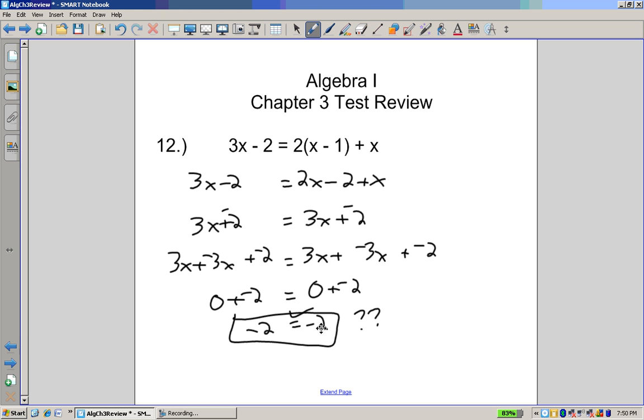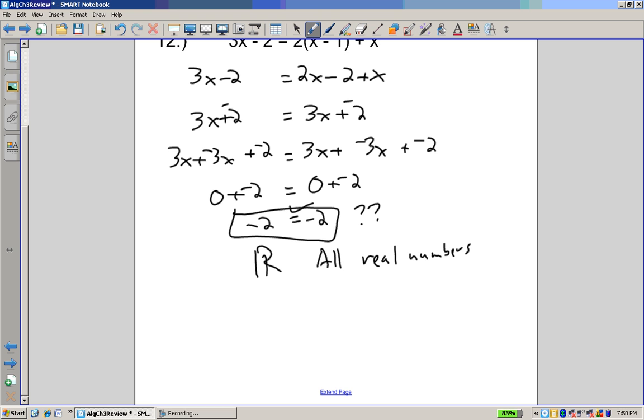There's no variable. So what does that mean? This means all real numbers, or there's infinitely many solutions. All real numbers work, we'll say there's an infinite number of solutions, and uncountably many.